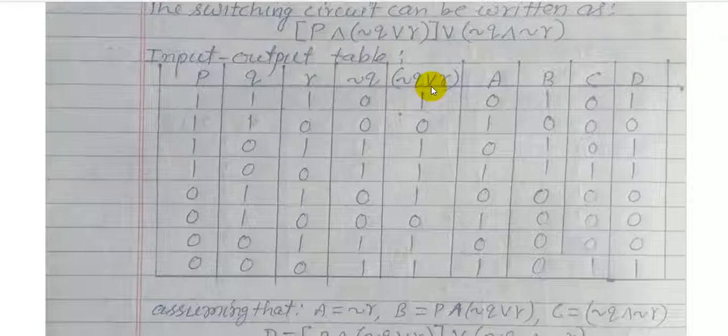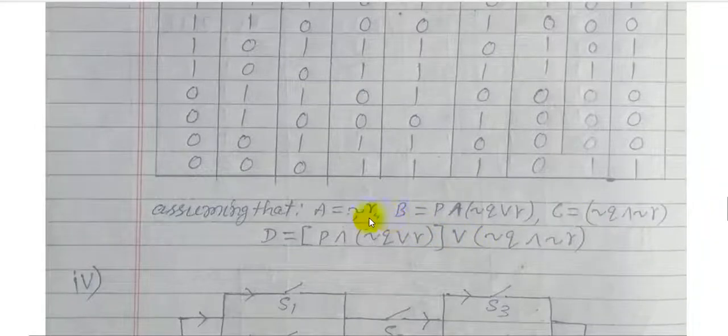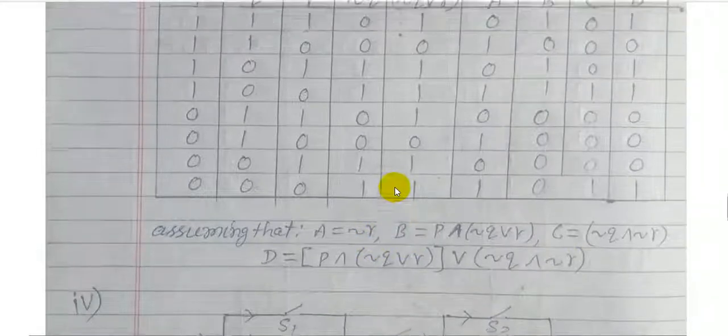After that, we have taken here A, B, C, D. Why A, B, C, D? Because the statements are lengthy. A is for negation R, B is for P and negation Q or R, C is for negation Q and negation R, and D is for the final and whole term. So we apply the rule.